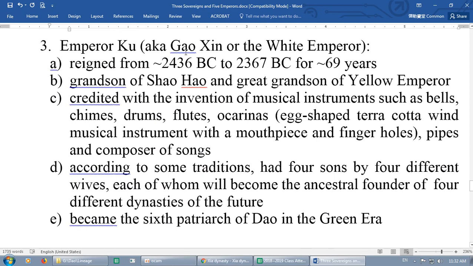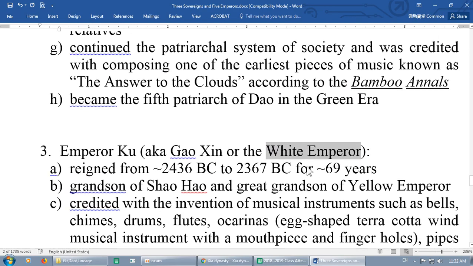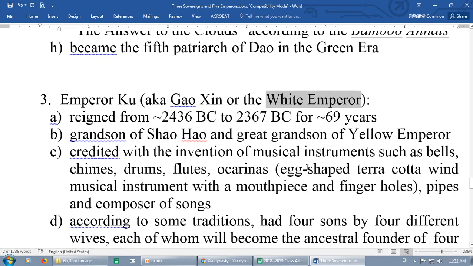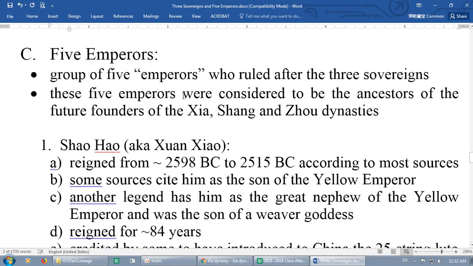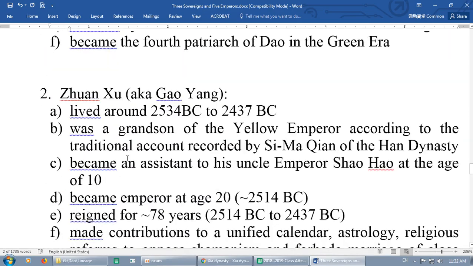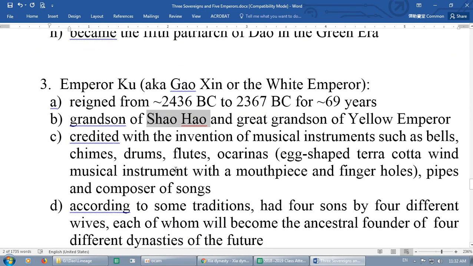Emperor Ku, or Gao Xin. He's also sometimes called a white emperor. Very interesting. So he had the white, the yellow, the red, whatever. Maybe there was a black. Who knows? What are the 5 colors? Green, the green emperor. We don't know yet. Okay, so he is the grandson of Xiao Hao, who also is the great-grandson of the Yellow Emperor. So they're kind of related.